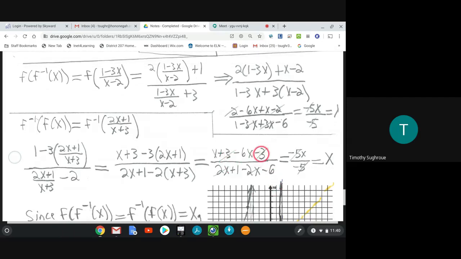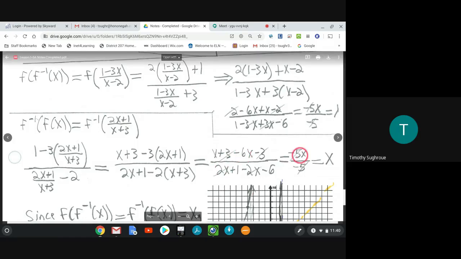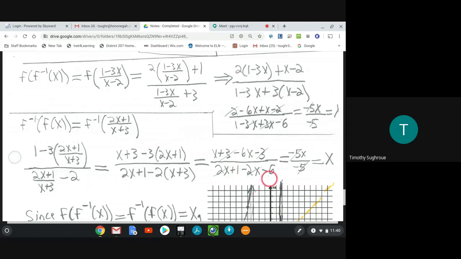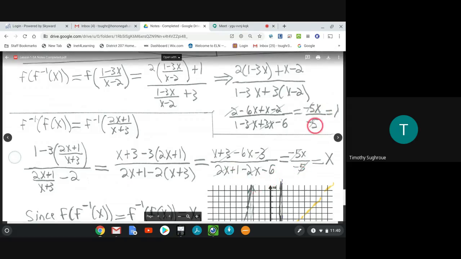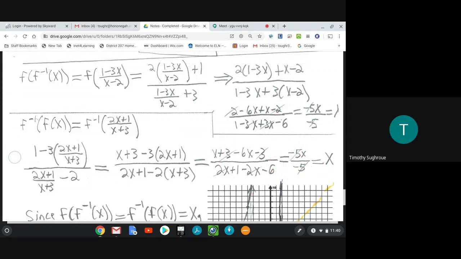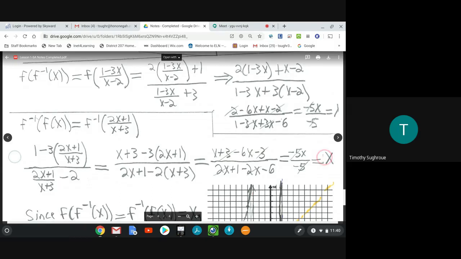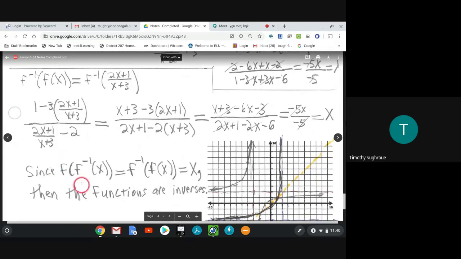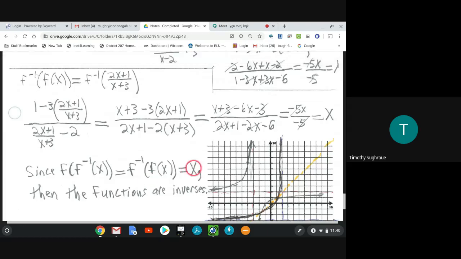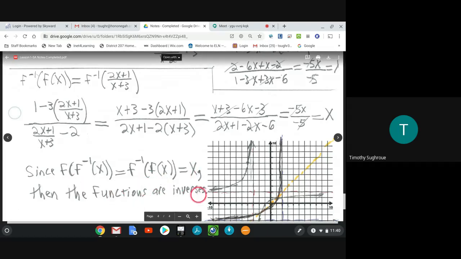Now I can cancel 3 and negative 3. 1 minus 6 is negative 5. I can cancel the 2x and the negative 2x. 1 minus 6 is negative 5. In most problems, the last step is different. This one, they happen to be the same. But I can tell by the second to last step if you crank them both out or if you just tried to make it look like you did. Okay? So cancel the negative 5, you get x. Write the summary statement. Since f of f negative 1 of x equals f negative 1 of f of x equals x, then the functions are inverses.